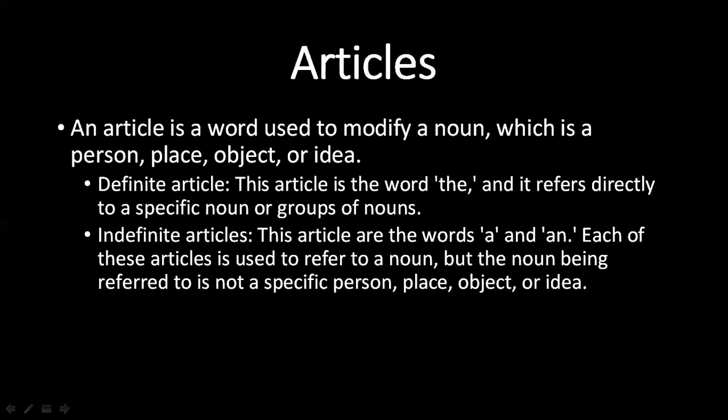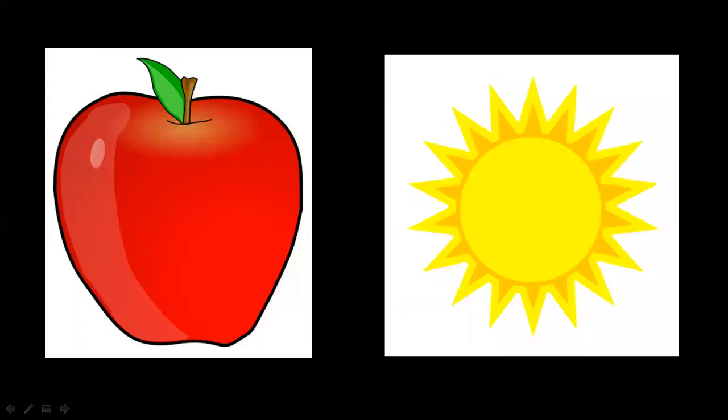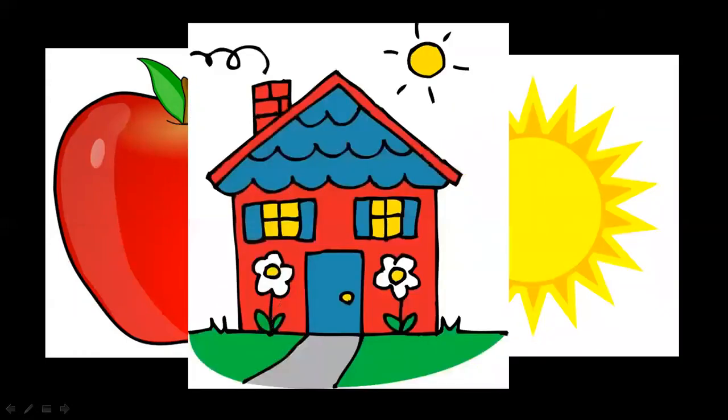For the sake of this video, we're just going to focus on definite articles today, but we will eventually be learning about indefinite articles as well. So let's look at some exercises to kind of see how articles function. Whenever you look at this, if you're using a definite article to describe this, you would say this would be the apple. If you are using a definite article to describe this, it would be the sun. And a definite article to describe this would be the house. So pretty easy in English.